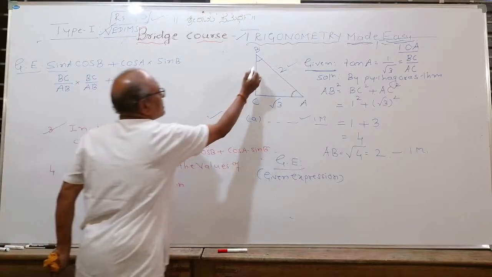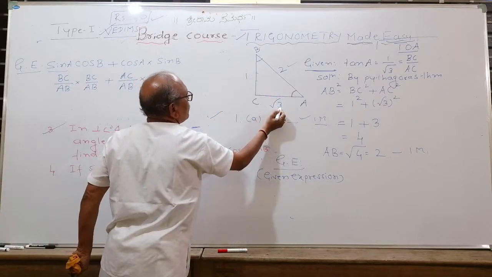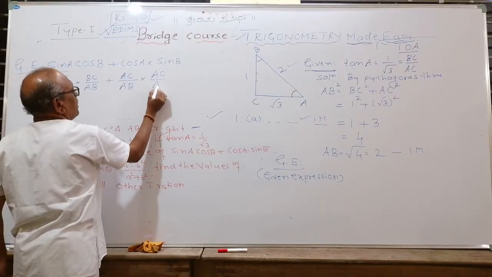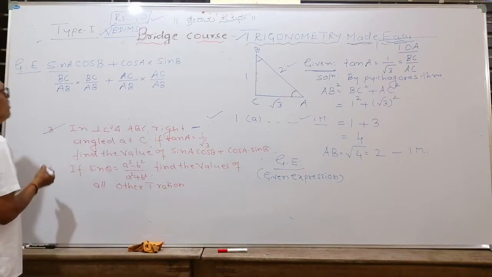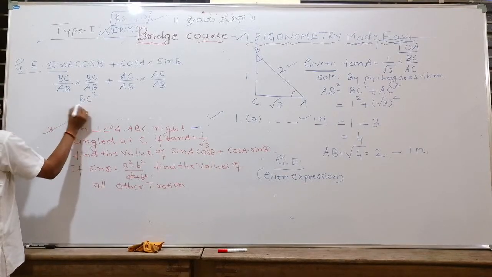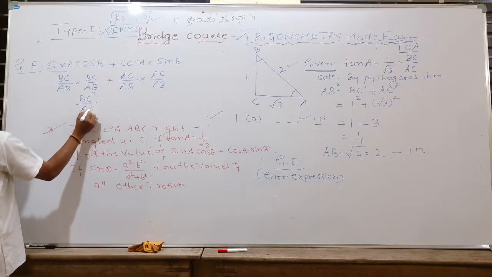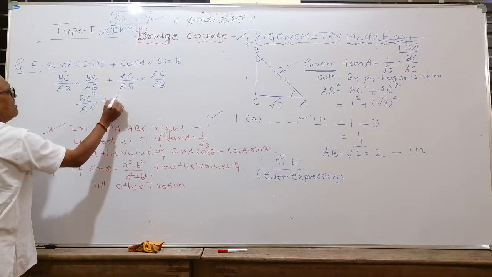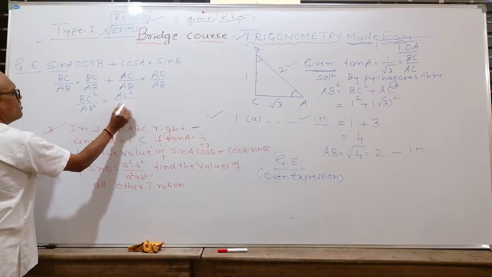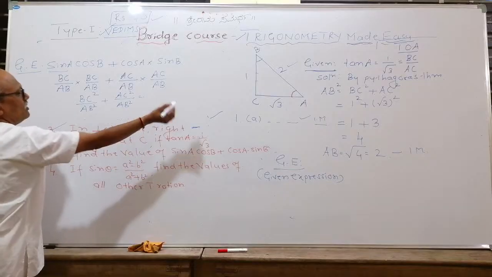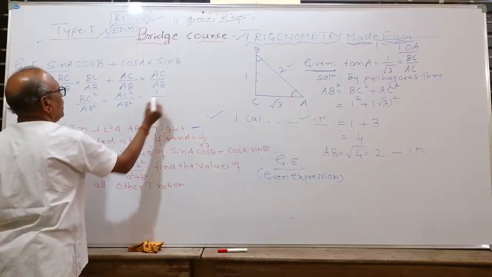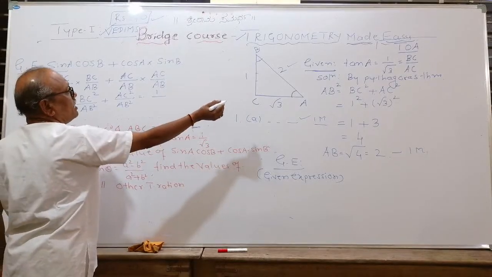Sin B, observe, sin B will be opposite upon hypotenuse. What is opposite now? AC upon AB. Okay, what do you get here? BC into BC will be BC square upon AB square, plus AC into AC becomes AC square upon AB square. Now you can write the value of BC. What is BC? Yes, BC square is 1. 1 square will be 1 only, upon AB square.